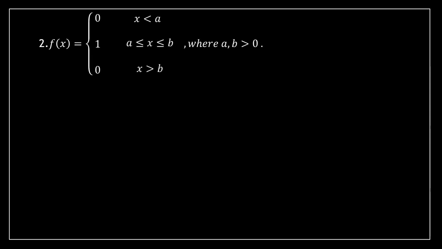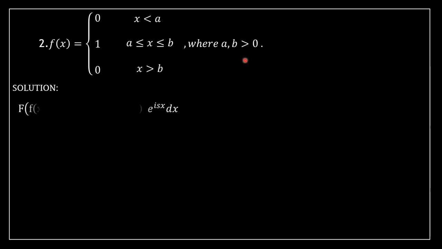Next problem, that is to find the Fourier transform of the function f of x equal to 0 for all those x less than a, 1 for x lying between a and b, and 0 for x greater than b, where both a and b are positive.